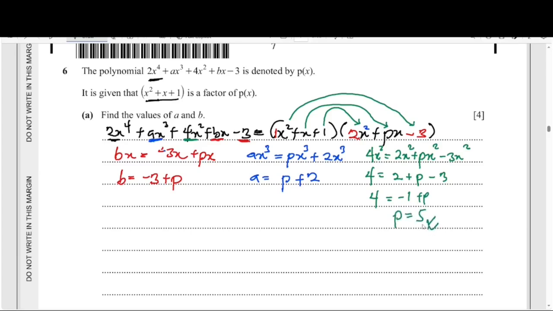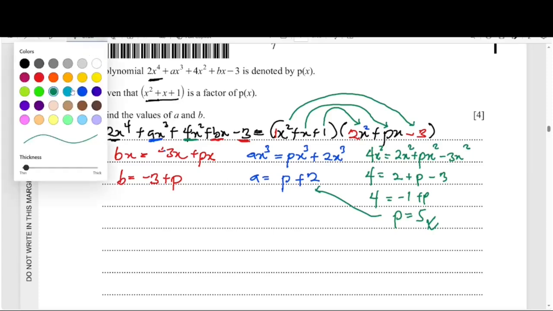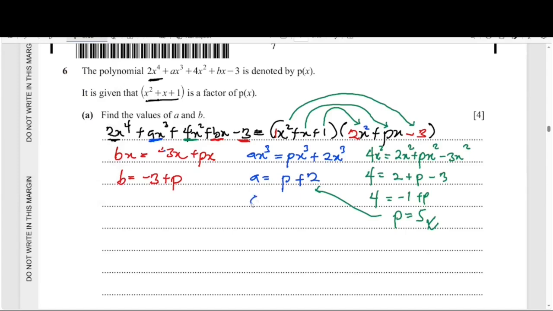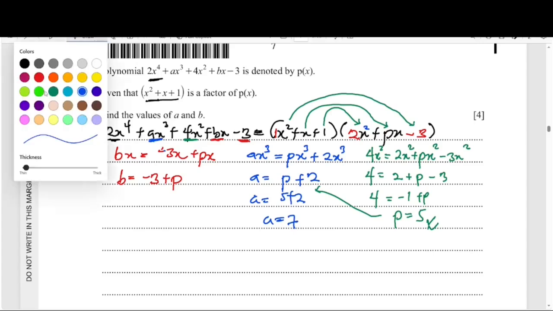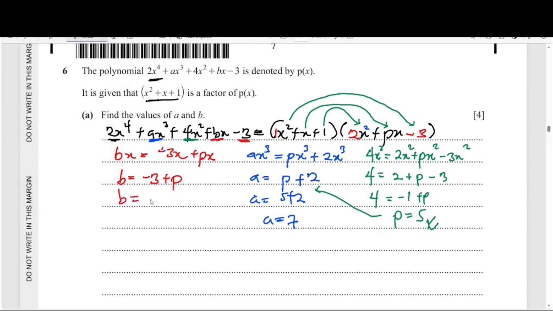So that gives us the value of p. Now we can substitute the value of p into these two equations, and then we find the value of b and a. So it means that our a is equal to 5 plus 2. A is equal to 7, right? Then the value of p is 5 over here, so we do that into the equation for b, and then we find the value of b. B is equal to negative 3 plus 5. Now b is equal to positive 2.